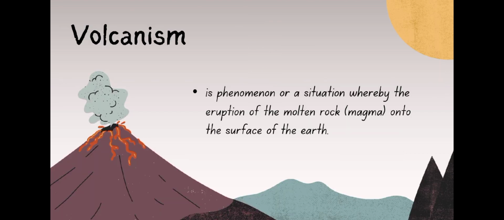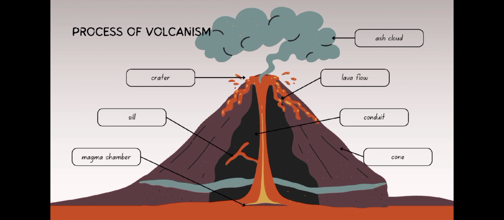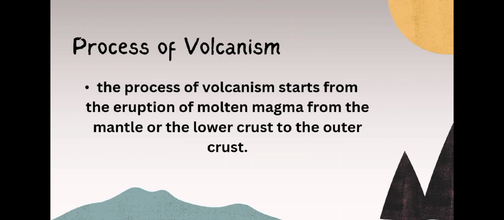Volcanism. Volcanism is a phenomenon whereby the molten rock magma erupts onto the surface of the Earth. The process of volcanism starts from the eruption of the molten magma from the mantle or the lower crust to the outer crust. When we say magma, it is a molten rock, a mixture of liquid rock, minerals, and dissolved gases.